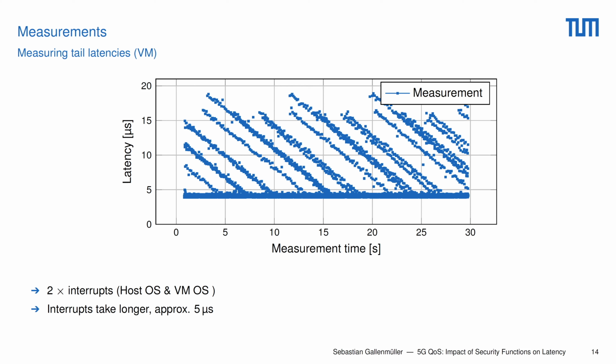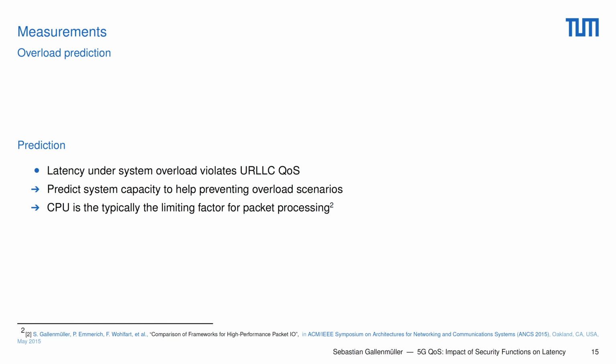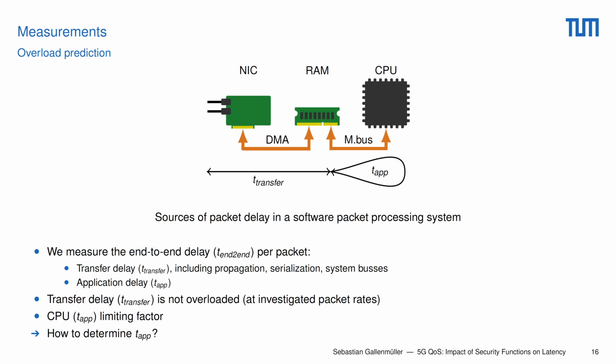What can we now do with these previous measurements? What we saw is that it's a very bad idea to actually overload our system, and that it would be good to have some kind of prediction mechanism where we can predict when the system will overload, and then we can also try to avoid these overload cases so that we can keep our quality of service agreements.